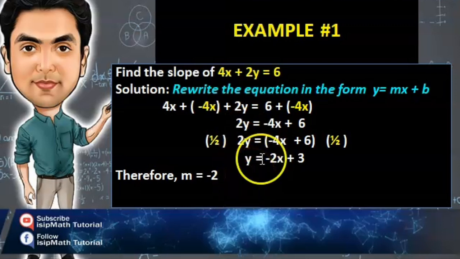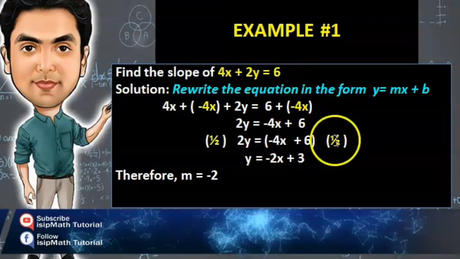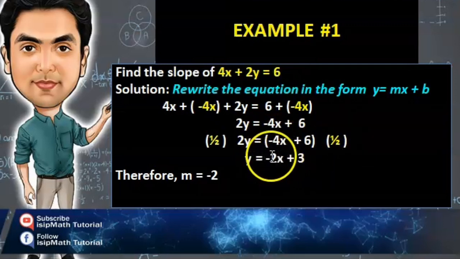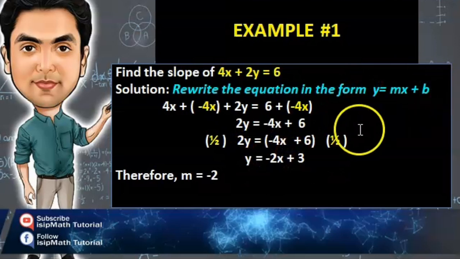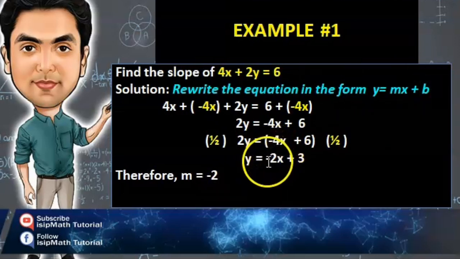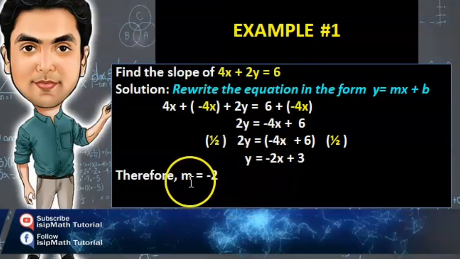Then sa kabila naman, negative 4x multiplied by 1 over 2. Since this is negative 4x, so magiging negative 4x divided by positive 2. Ang result po natin is negative 2x. Then 6 multiplied by 1 over 2, so magiging 6 divided by 2. The result is positive 3. So this is now our answer, y equal to negative 2x plus 3. So this is now in the form of y equal to mx plus b. And our slope here is the numerical coefficient of our x, which is negative 2. So our final answer is m is equal to negative 2.